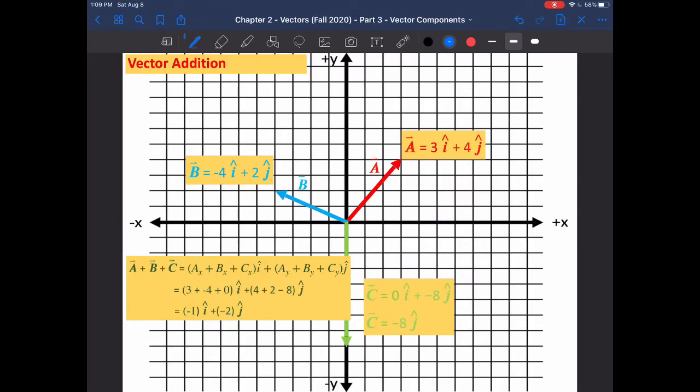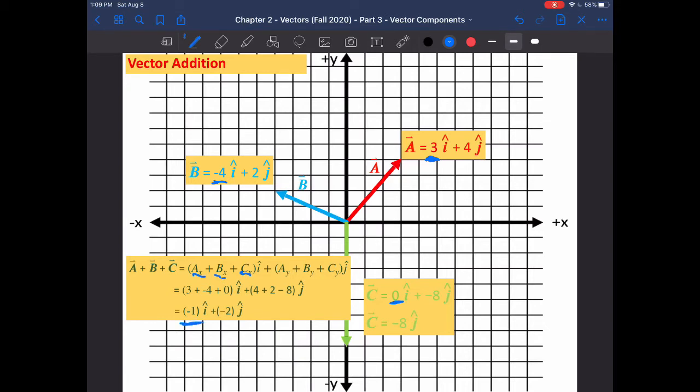What is A plus B plus C? I use the same method with components. I add all the x components separately. I do Ax plus Bx plus Cx. So that's 3 plus minus 4 plus 0, which is minus 1. So when I add these vectors all together, I'm going to get a vector with an x component of minus 1.